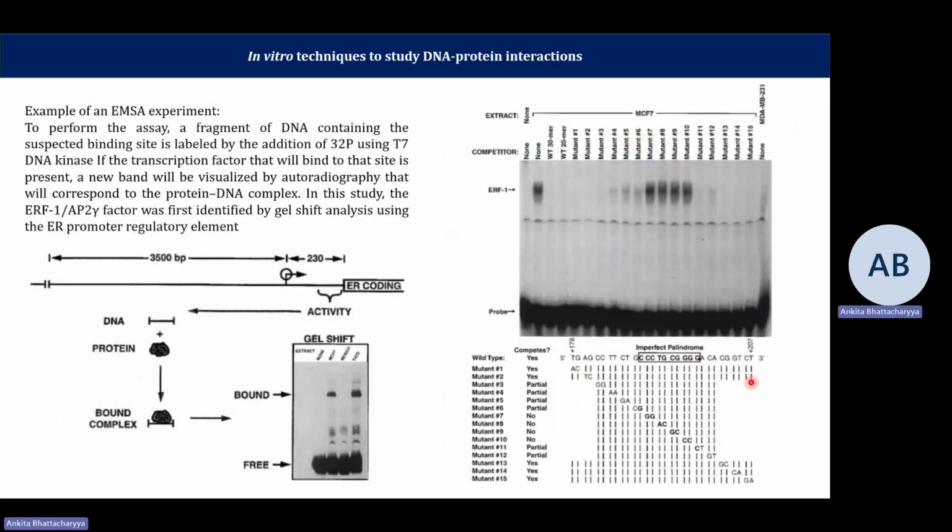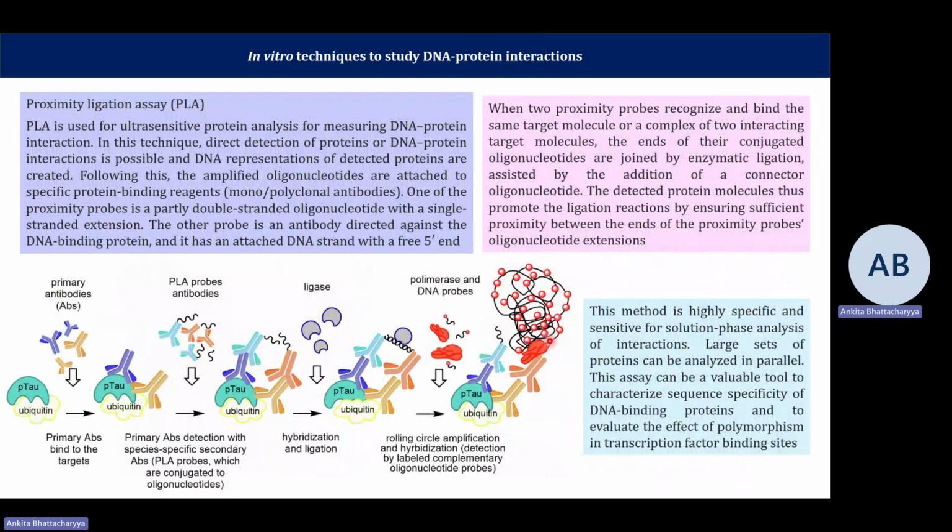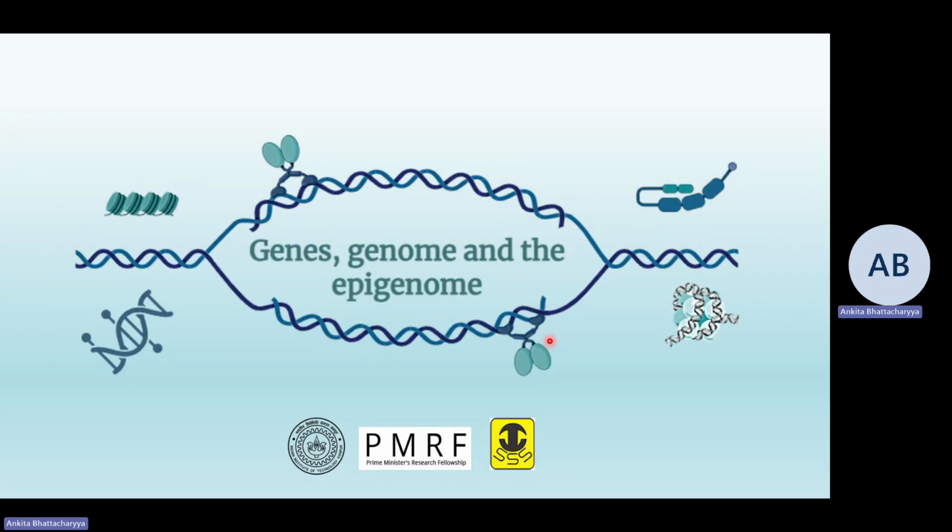This is an example of the experiment. I will not go over the details of it, but basically what you can see here in this region is that there is a difference in the binding. Apart from just simple retardation, you can also figure out the exact sequence to which it binds by carrying out single base mutations as well. You can do a proximity ligation assay also, and that pretty much sums up our discussion.